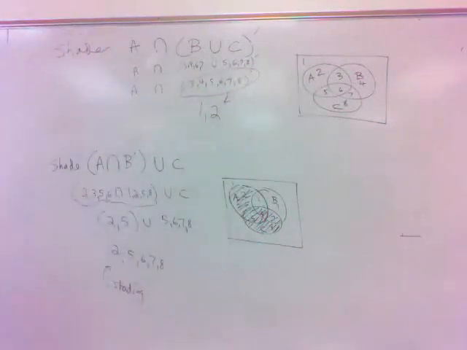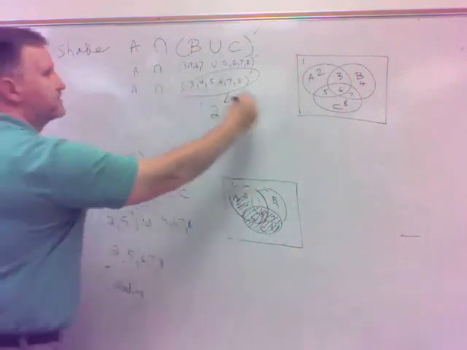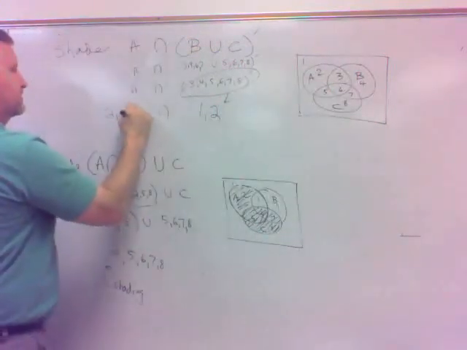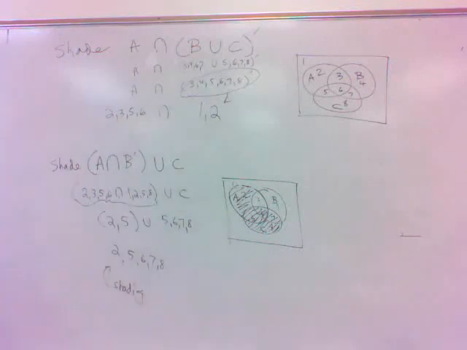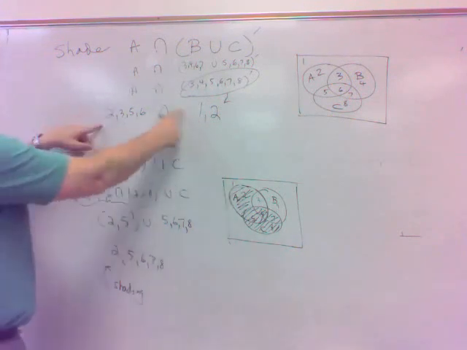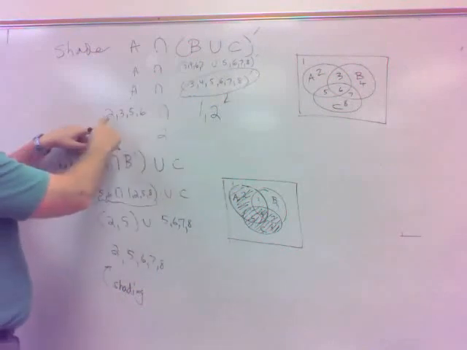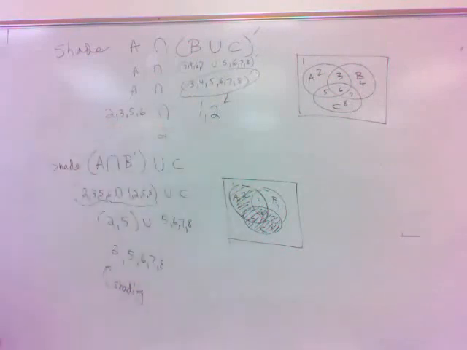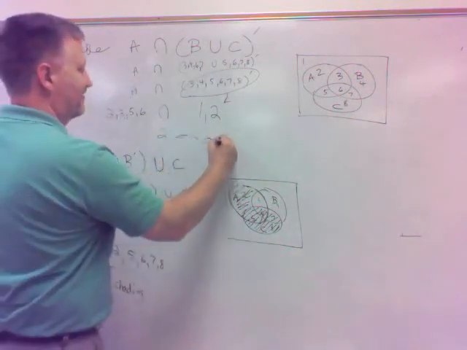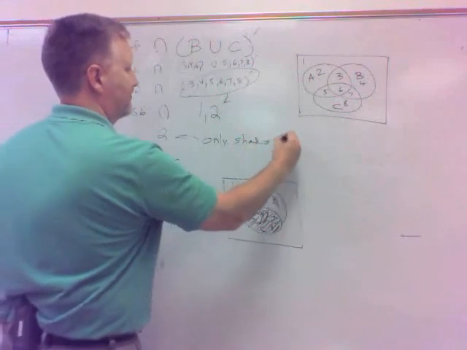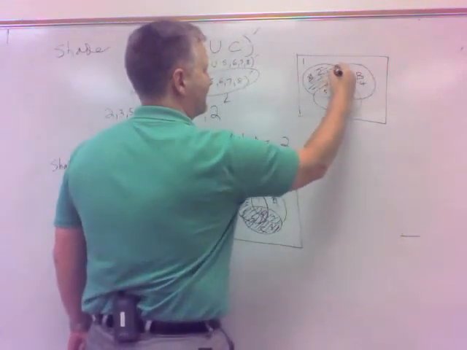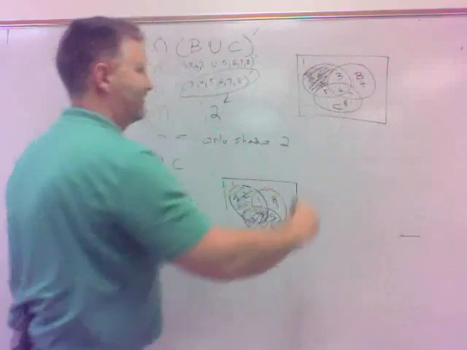With me? I want to intersect that with A, which is 2, 3, 5, and 6. So if I intersect those two, what do I get? The intersection is what's in common. So the intersection is just 2, isn't it? This one doesn't have a 1, so 1's not in it. They both have 2. The only thing they have in common is 2. Out of all that, I'm only going to shade 2.